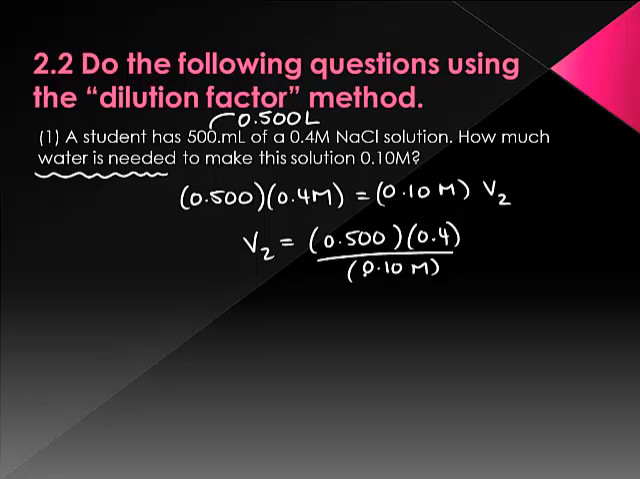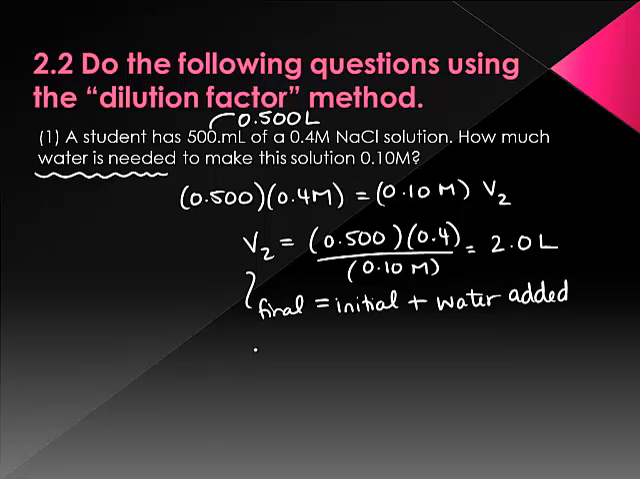I've just manipulated the formula doing some algebra, and that should work out to 2 liters. That's the final volume. And the final volume equals your initial volume plus the water you added. So if I want to know the water I added, if my final volume is 2 liters, and I started with 0.5 liters, then my water added was equal to 1.5 liters.